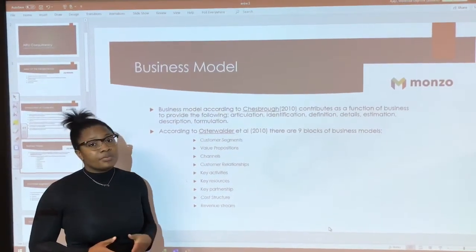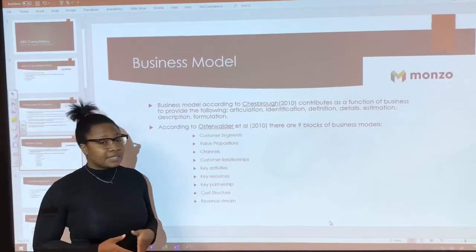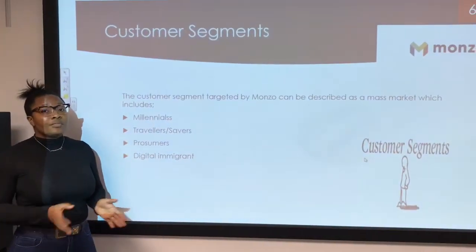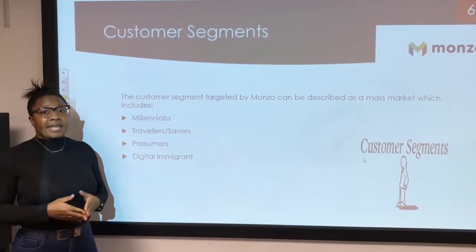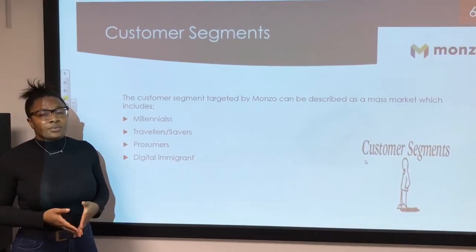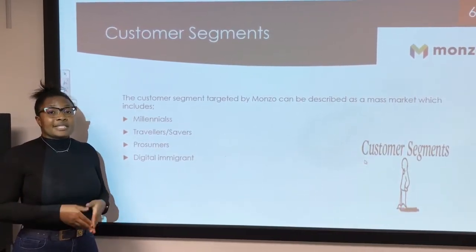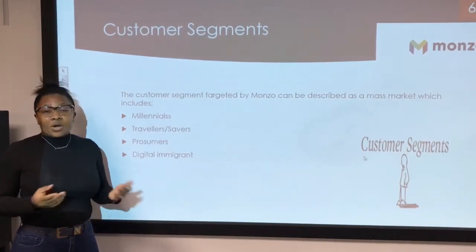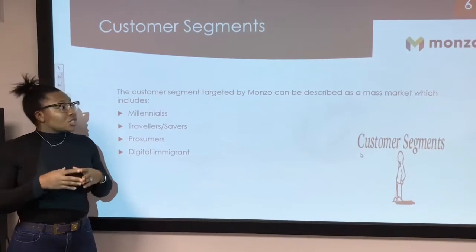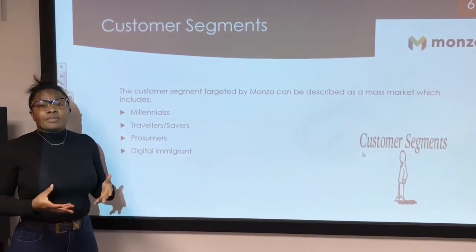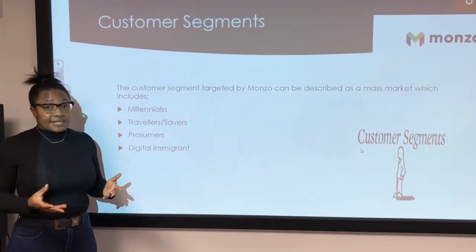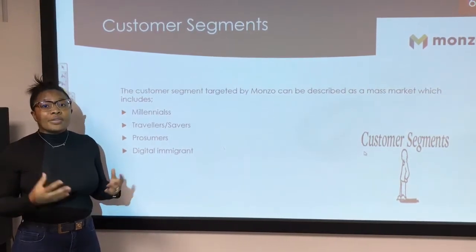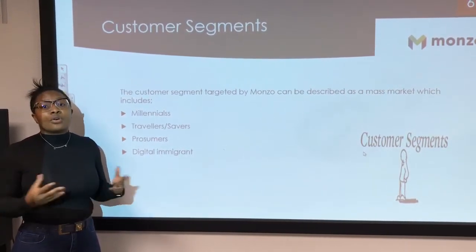Our next slide will be talking about the customer segments. With the customer segment of Monzo, one third of Monzo users in the UK are aged 25 to 31. This is due to the convenience that this particular demographic desires. Also, Monzo is not just looking for consumers who use their services every month. They're also looking for prosumers who invest in the company through crowdfunding.